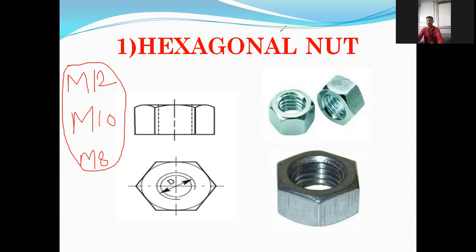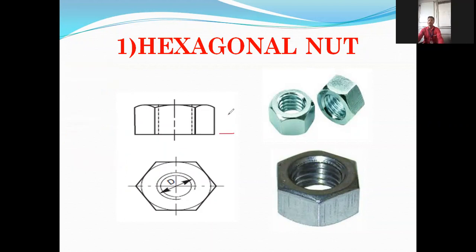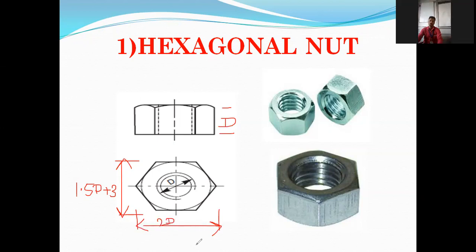Okay, threading size. So further we have seen its height is equal to D. Then width across flat, how much is it? Width across flat, can anybody remember? 1.5 D plus 3. So it is also asked many times. Again, this width across corner, how much is it? Width across corner is 2D, that we have seen. So these are the specifications of that.